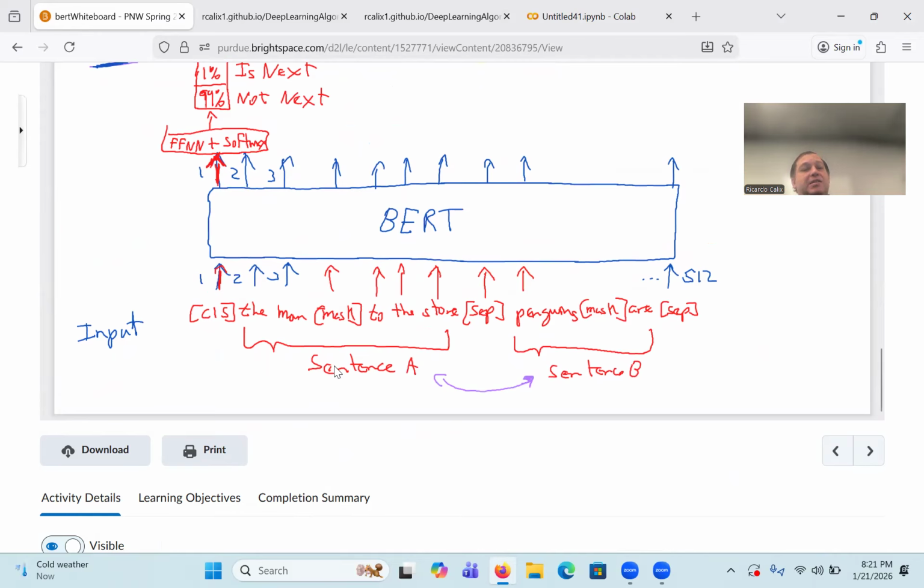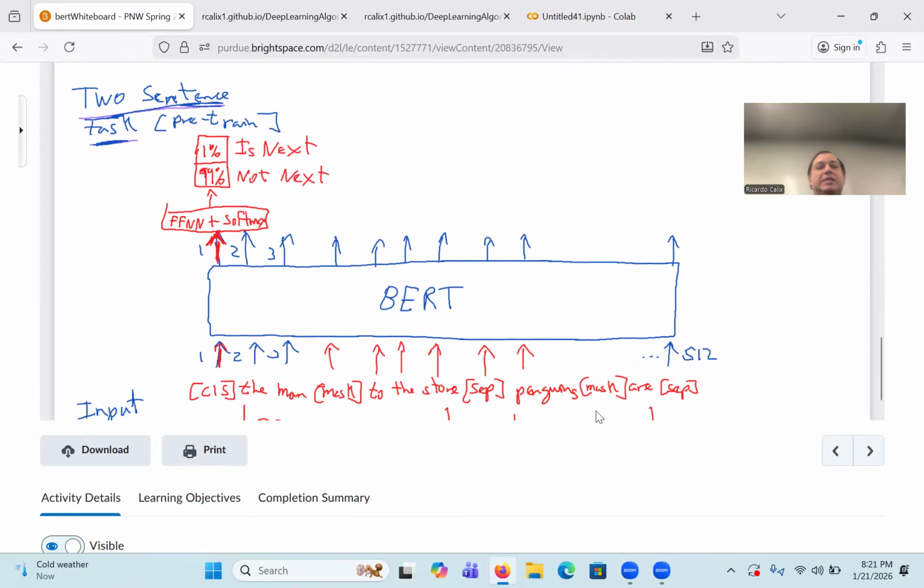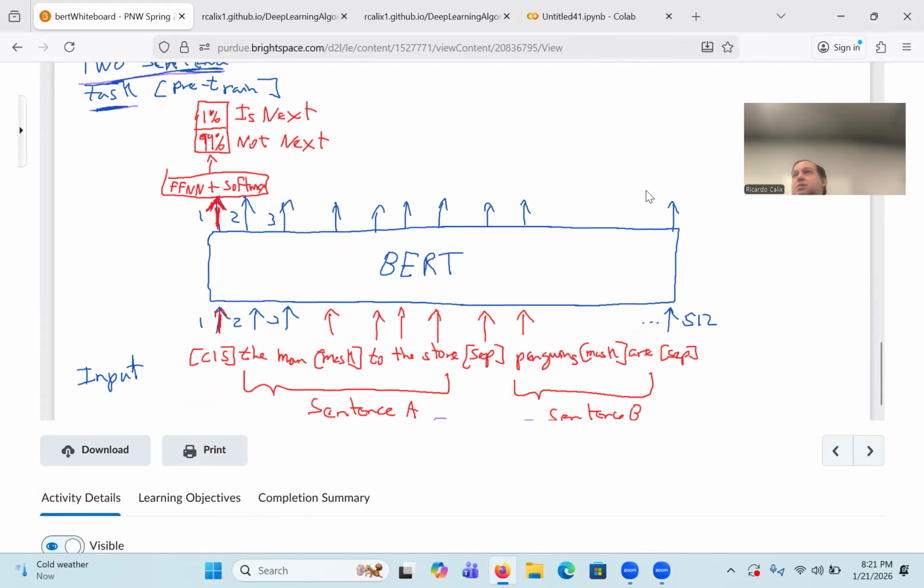So I have a CLS, sentence A: The man went to the store. Notice now they're using this other symbol called the separator. That was to give room for the other sentence. And now you can see I have penguins are something. That's sentence A and sentence B. Notice that even though it produces all this embedding, no problem, you're not using it. You don't care about it. You only care about what comes out of this CLS.